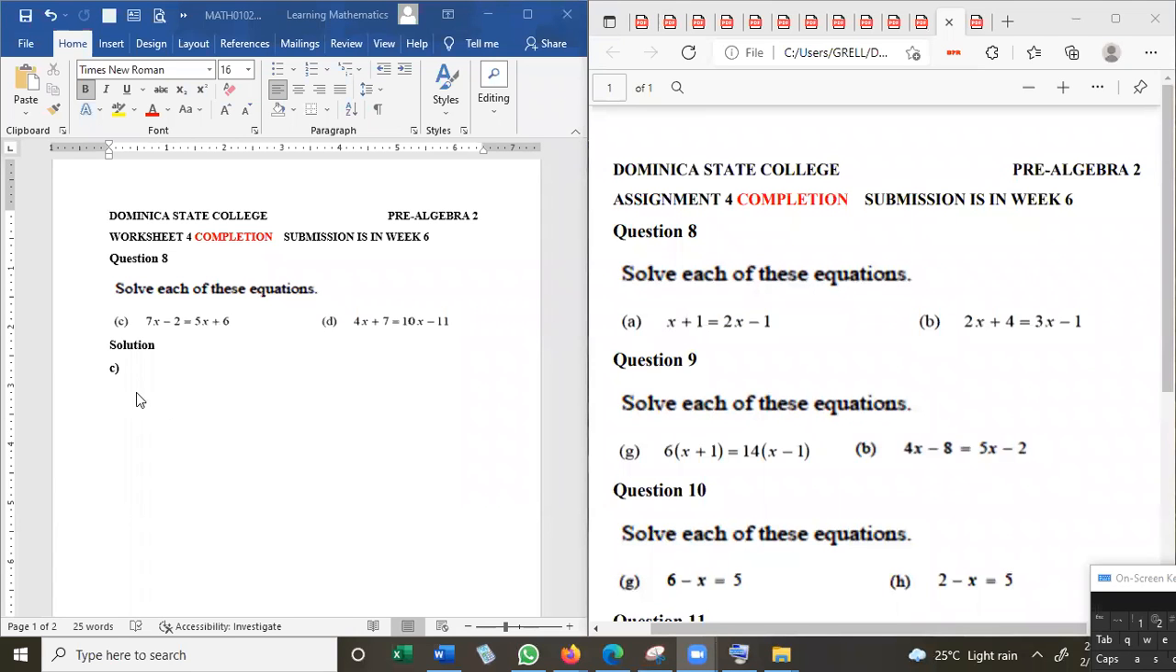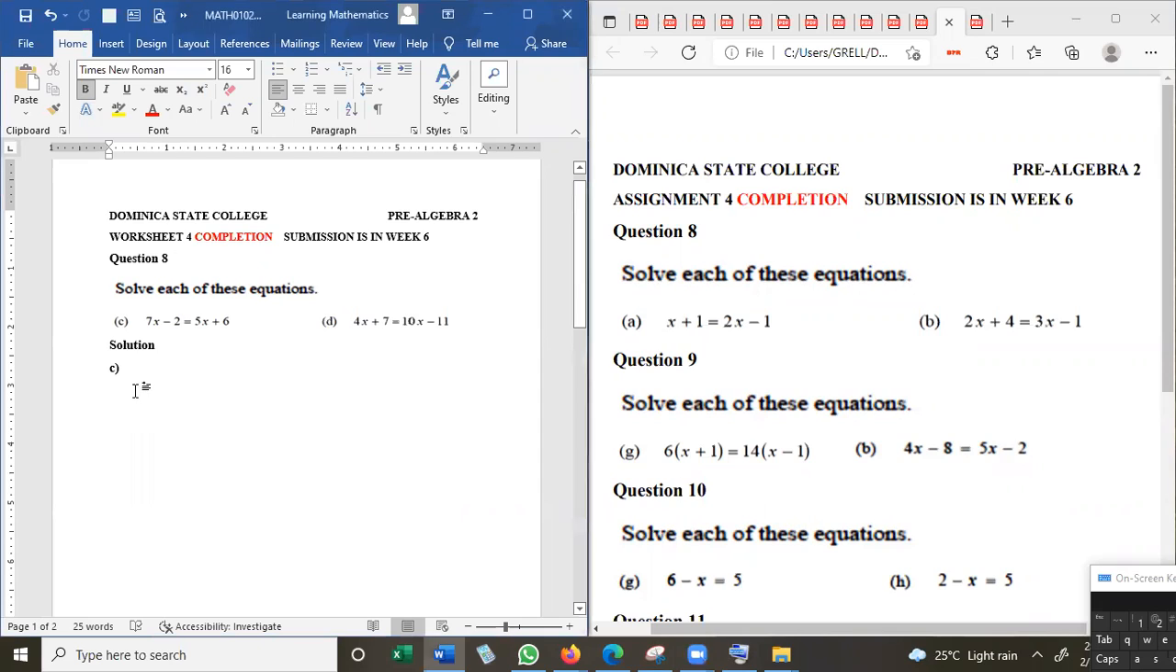This question says to solve each of these equations. Okay, so we'll start with C. As you can see, this is from the worksheet and it resembles very closely the one in the assignment itself. So while I am demonstrating with this one, you should be practicing using this one in the assignment, and you're advancing on your assignment one time.